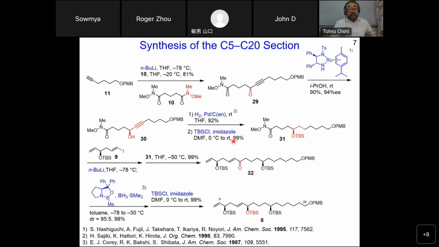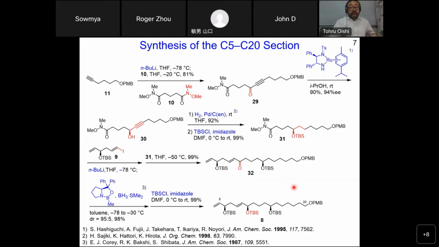And this amide was treated with the alkenyl lithium generated from this iodide by treating with n-butyllithium. The addition of the vinyl lithium to the amide gave the alpha,beta-unsaturated ketone. The reduction of the ketone by using this catalyst reported by Corey, the CBS catalyst, gave the secondary alcohol, and the resulting alcohol was protected as TBS ether.